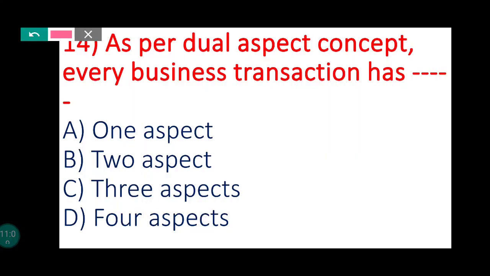14th one, as per dual aspect concept, every business transaction has, it's very easy. Dual means what? Two. So every business transaction has two aspects. Dual aspect assumes that every transaction has two aspects and each aspect must be recognized and recorded in the books of account. We give one effect at debit side, another effect at credit side. So every business transaction has two aspects.